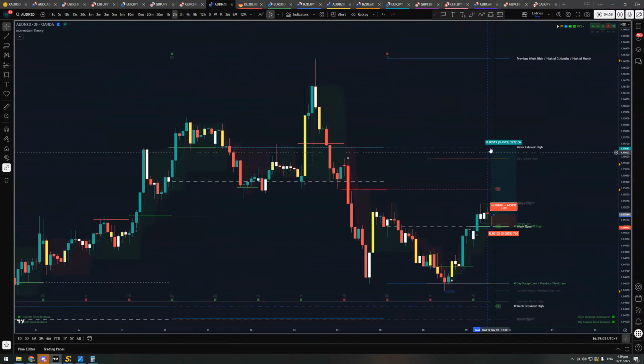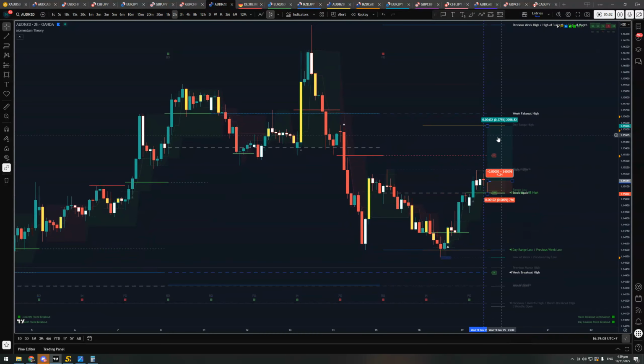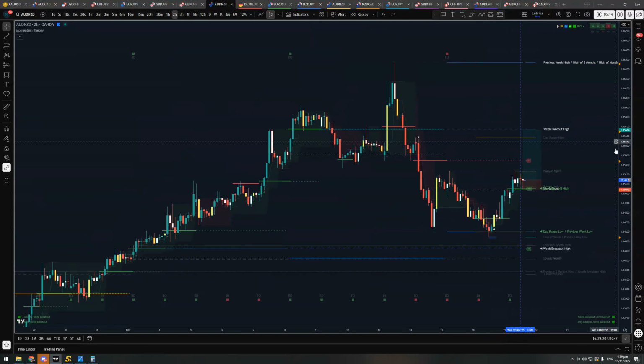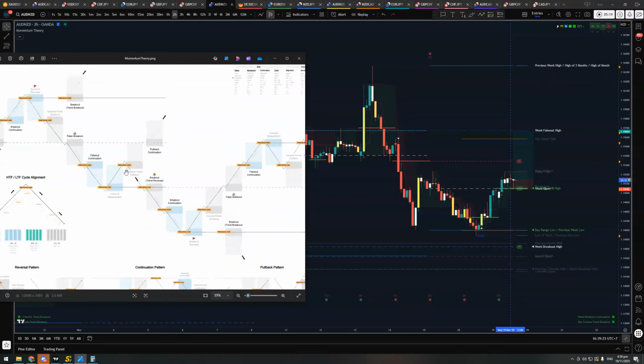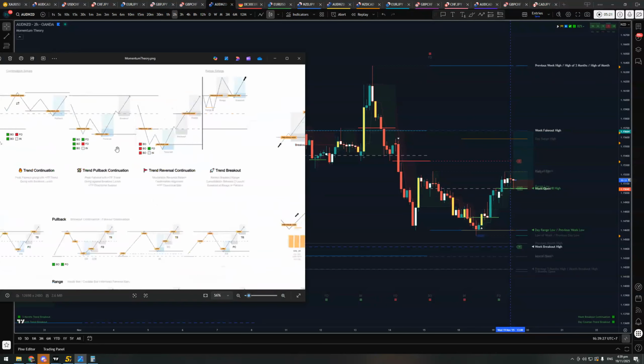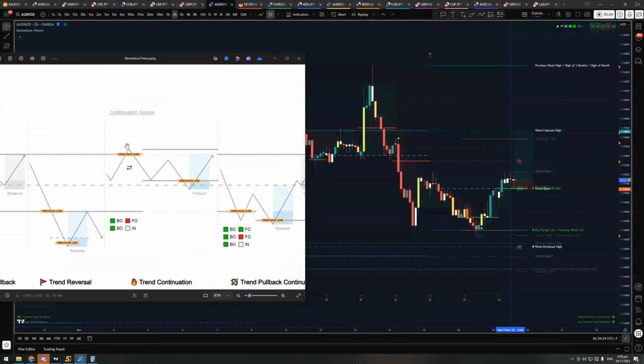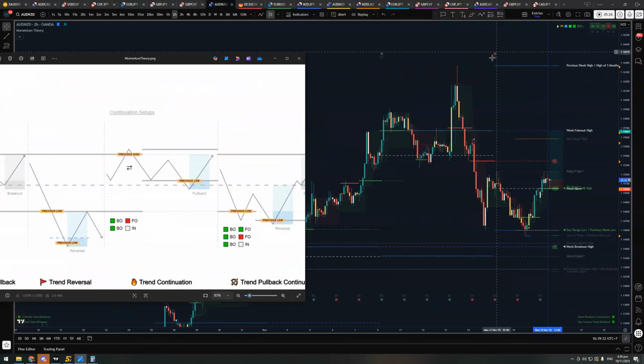If it moves smooth, then I can hold it, but otherwise I'll probably take it to this range level here. This is decent, about 2R to the daily breakout level. But technically, the setup for a trend continuation is taking it to the fake out level. So we have a bearish fake out, and so I'd look for price to get back to that fake out level.